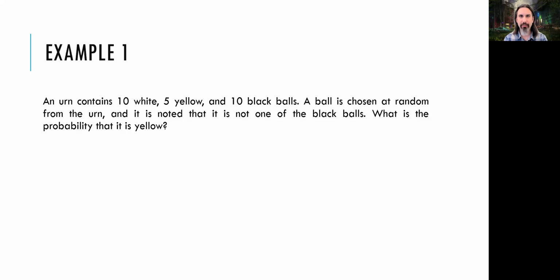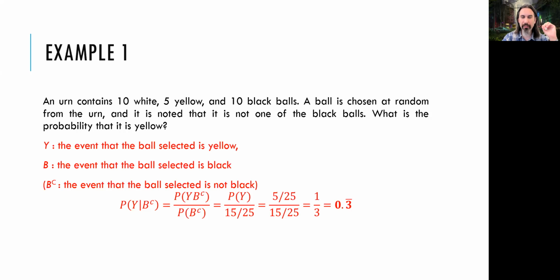Y is the event that we have chosen a yellow ball, and B is the event that we have chosen a black ball. Now, the question asked here is that we are given that the ball is not black, which is B complementary, and we are looking for the probability that it is yellow. So we are actually looking for the probability that it's yellow, given that the ball chosen is not black. Yellow, given not black. This is the notation we are looking for.